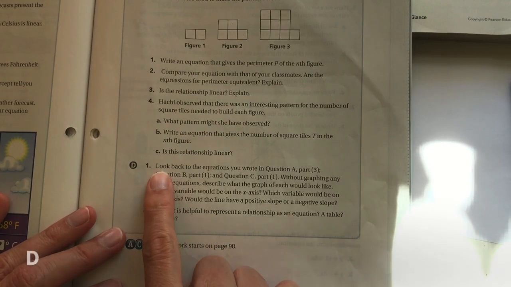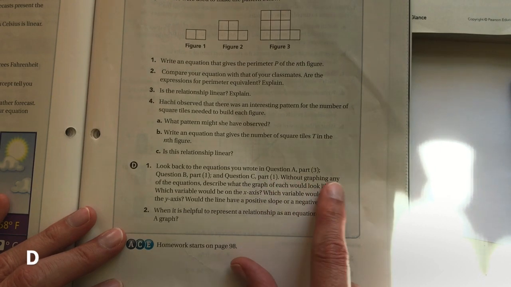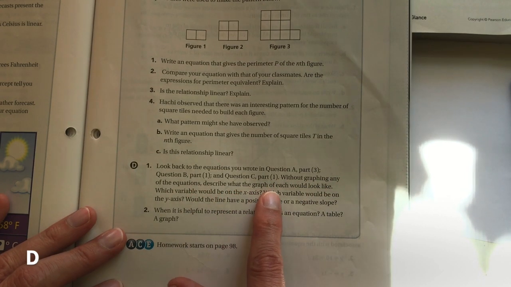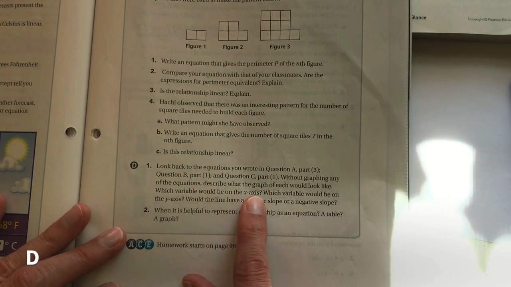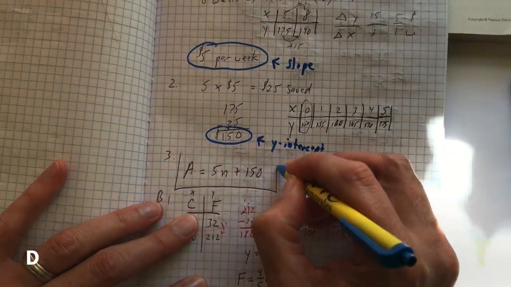All right, part D. Look back at the equations you wrote in question A, part 3, question B, part 1, and question C, part 1. Without graphing the equations, describe what the graph of each would look like. Which variable would be on the x-axis, which variable would be on the y-axis? Would the line have a positive slope or negative slope? Okay, so let's go back first of all to question A, part 3, which is right here.